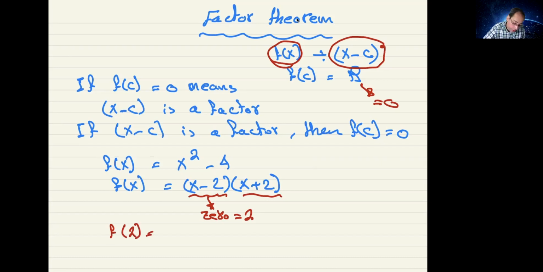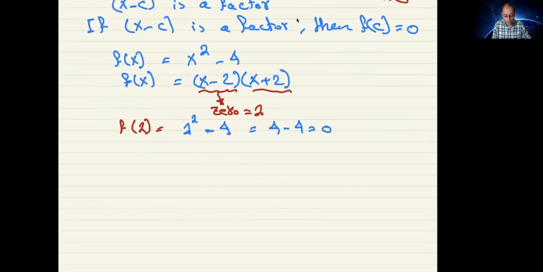So we expect to get 0 equals 2 squared minus 4. But this is equal to 4 minus 4 equals 0. So do you understand the theorem? And if you take it backward, if you get f of a certain number that is 0, that means that x minus that number is a factor of the polynomial.